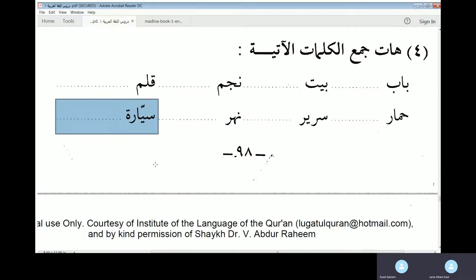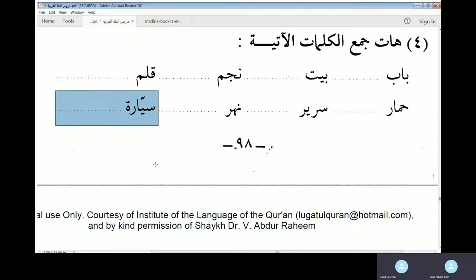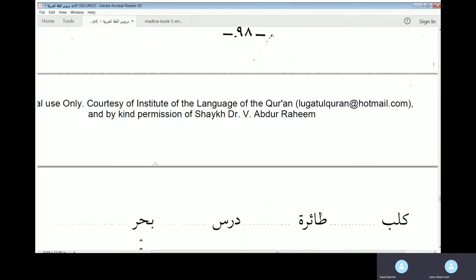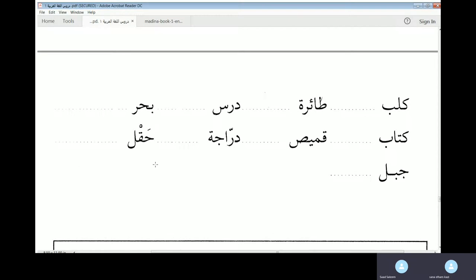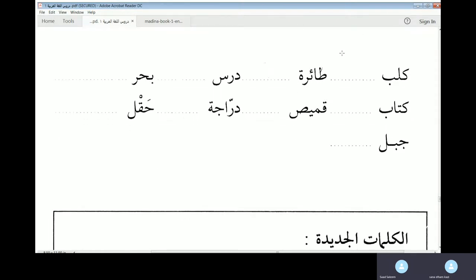Sayyaratun. Kalbun, kilabun. Tairatun. Darsun, durusun. Bahrun, biharun.